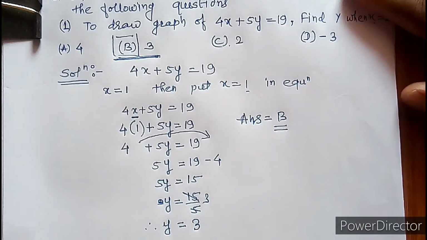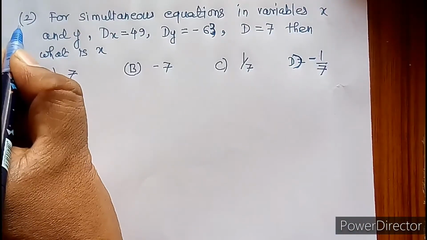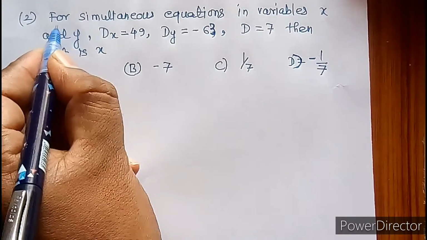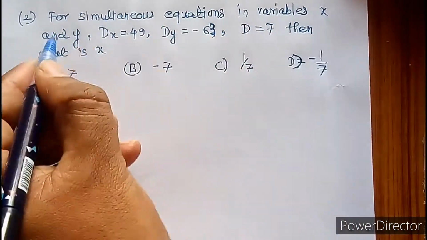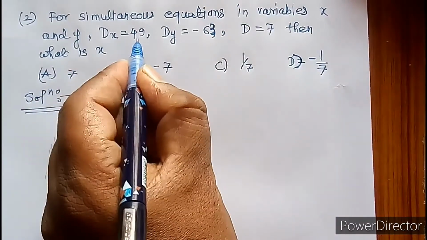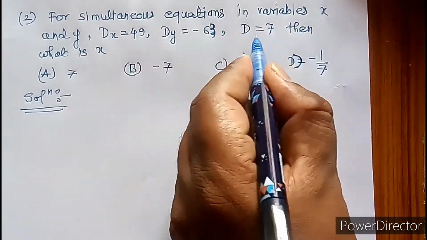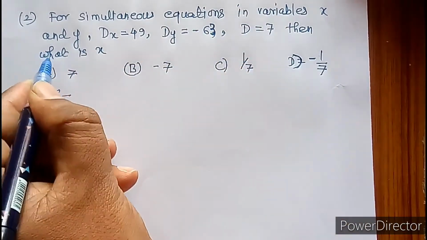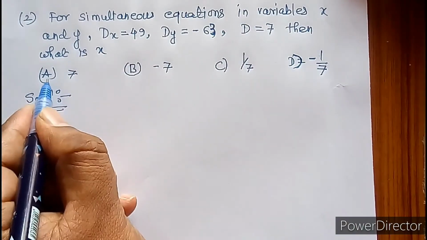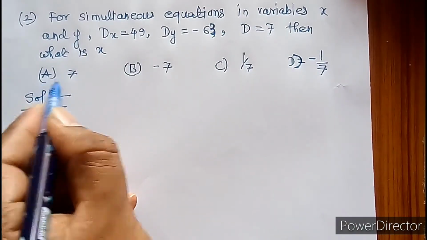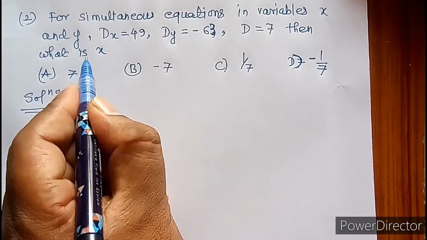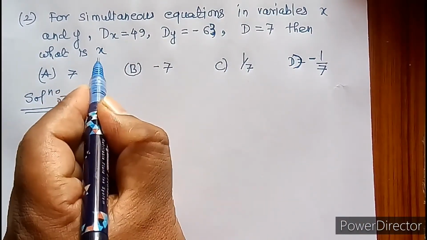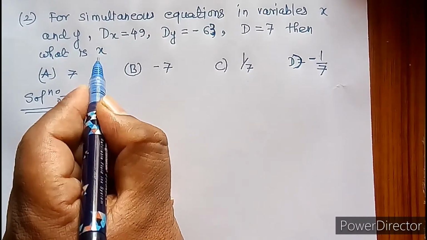This is our solution. Sub question 2 of question 1 is for simultaneous equations in variables x and y, the value of Dx is 49, Dy is 7, and D is 7. Then what is x? Here the alternatives are provided, 4 alternatives, that is a, b, c, d. Now we have to find the value of x. Now how we can find the value of x?